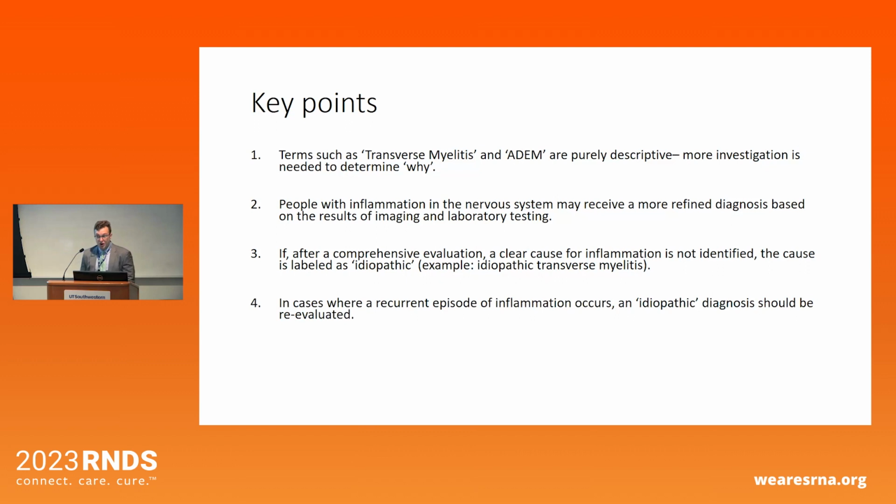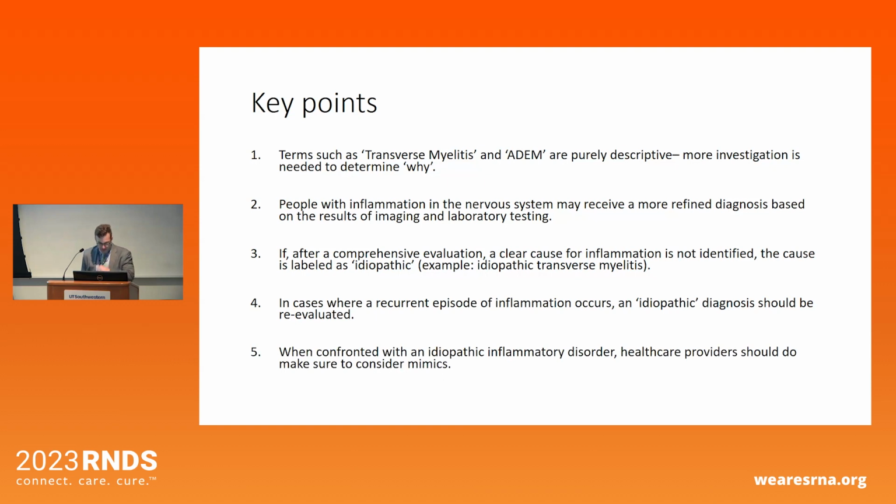In cases where recurrence happens, we need to revisit that, just like our patient that had a diagnosis of myelitis, and that was revised to NMO after they had a relapse. So in certain cases, we need to be reevaluating our diagnosis and going back to the drawing board, and we need to be transparent about that as doctors. And then when confronted with an idiopathic disorder, we have to do our workup for mimics and keep those in mind as well, and not just shut off the cognitive process. That's all I've got for today.